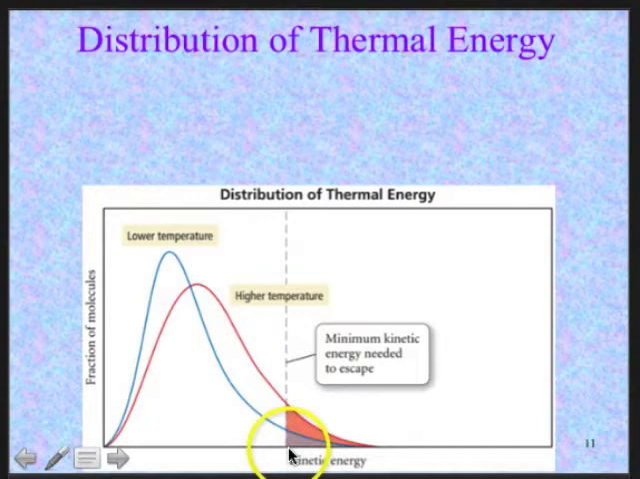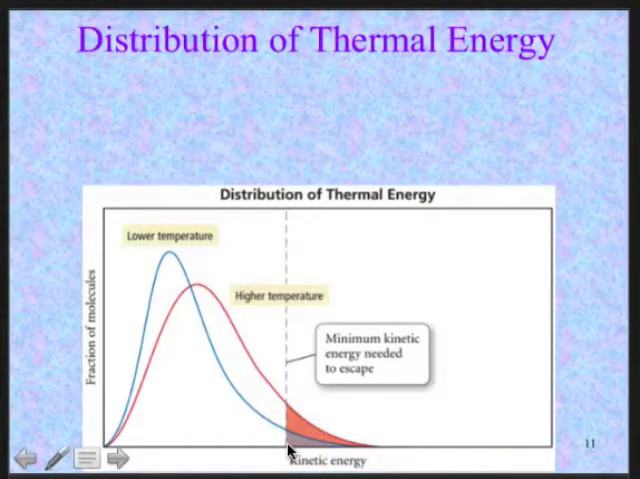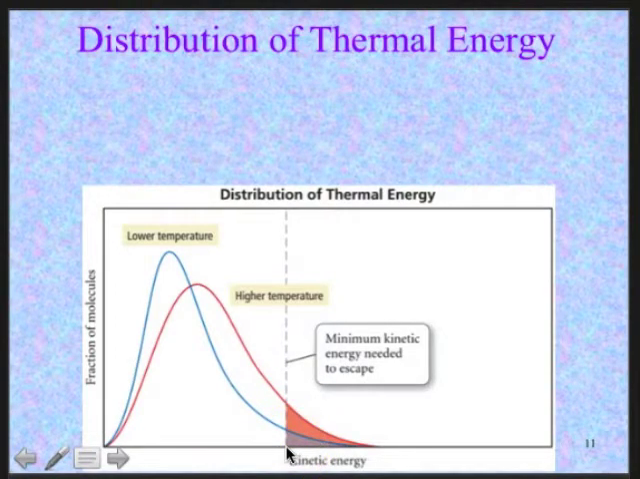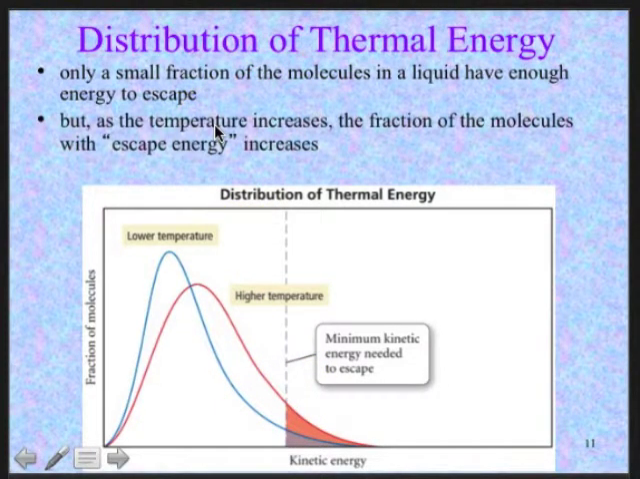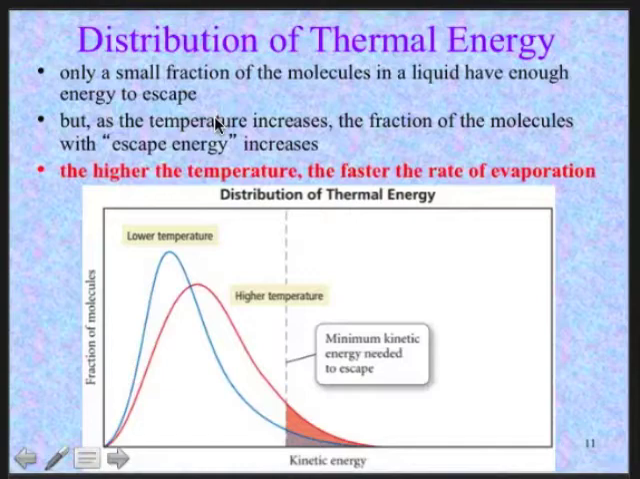Now let's say that this is a threshold kinetic energy that a particle has to have to break the attractions that are holding it in the liquid phase and evaporate. It has to have this minimum kinetic energy. So do you see what happens when we raise the temperature? It's the area under the curve that relates to the number of particles that have the requisite energy. And you can see that at the higher temperature, many more particles have the energy required to evaporate. So only a small fraction of the molecules in a liquid have enough energy to escape, but as the temperature increases, the fraction of the molecules with escape energy increases. The higher the temperature, the faster the rate of evaporation.